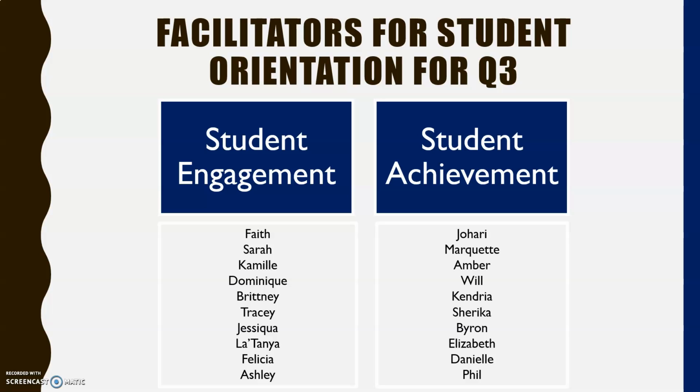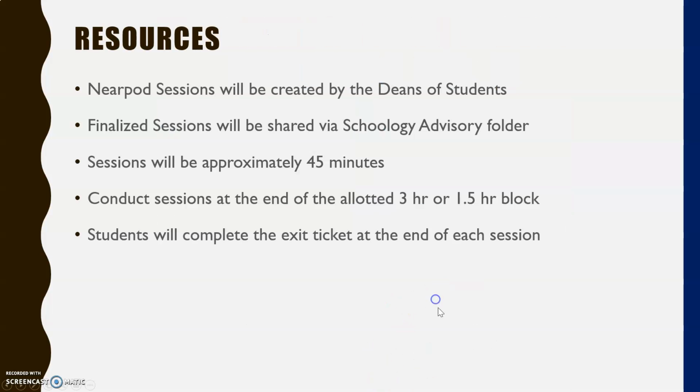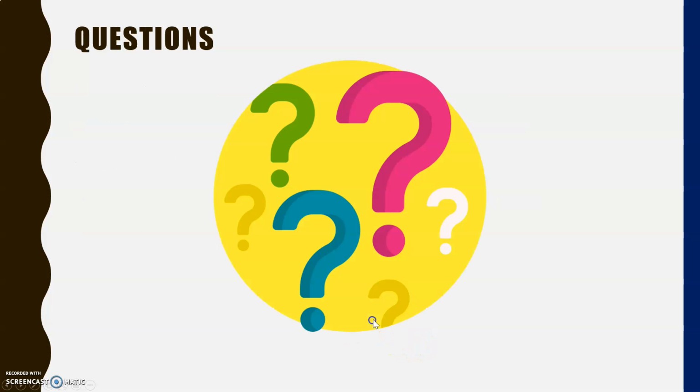The DOSs will be reaching out to you and will be working to provide extensive resources for ease of facilitation. These resources include the Nearpod sessions, accompanying materials, things that would be shared in the Schoology advisory folder. You can expect a 45-minute session, and sessions should be conducted at the end of the allotted 3 or 1.5 hour block, depending on the structure of your course. And then at the conclusion of the lesson, students will complete an exit ticket, and this will help us track who has and has not actively participated.